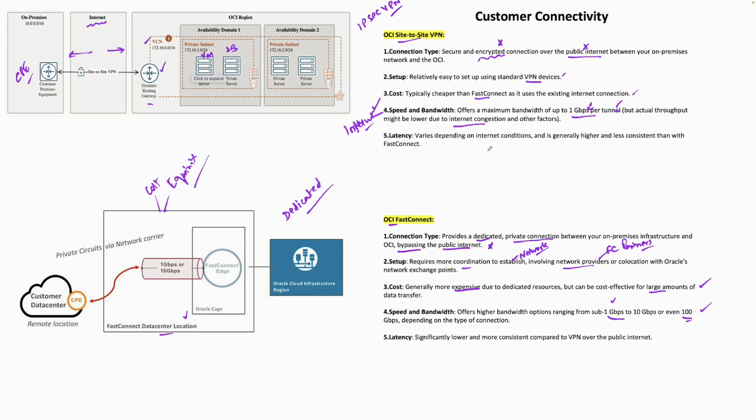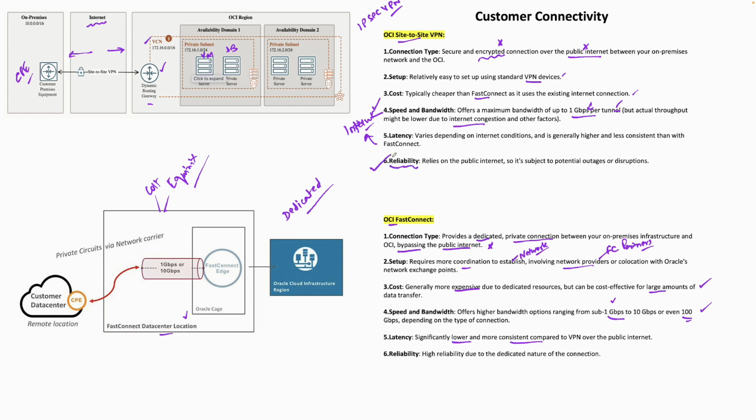Latency varies again. The key is the internet. If you are going via the internet, then you are obviously dependent on the internet conditions, right? So normally the latency would be higher, and it is less consistent than Fastconnect. So consistency wise, it is much lesser, and the latency is much higher. And in Fastconnect, because this is all dedicated, this is for your company, the latency is much lower, and you get more consistent performance than the VPN approach. Again, quite related to the consistency that we talked about.